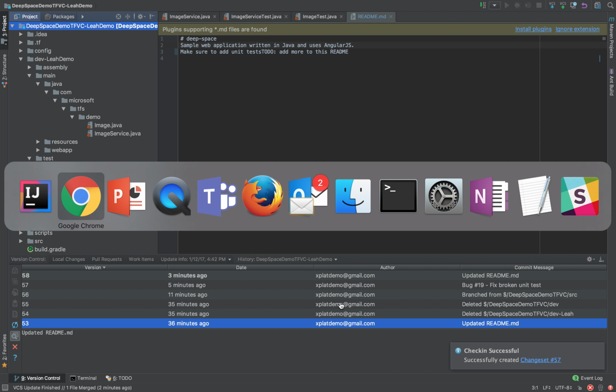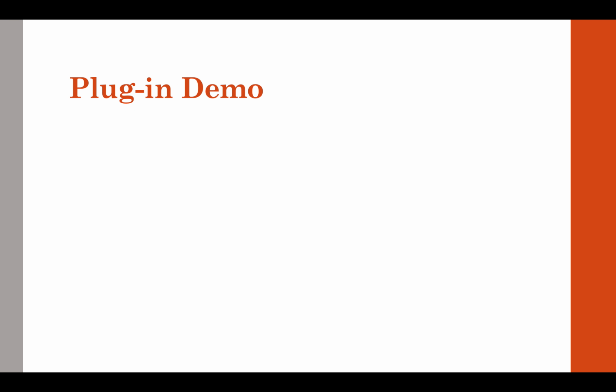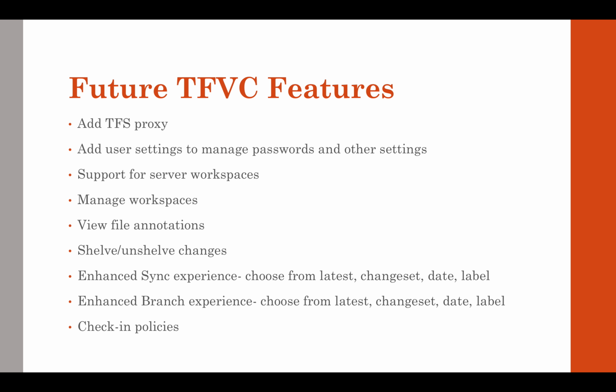Now if I go back to the slides here, right now this is what we have planned for our future TFVC features, ranging from adding the ability to support TFS proxies. Like I mentioned earlier, we only support local workspaces, but we have it on our roadmap that we want to add in support for server workspaces. We also have file annotation experiences that we already have.